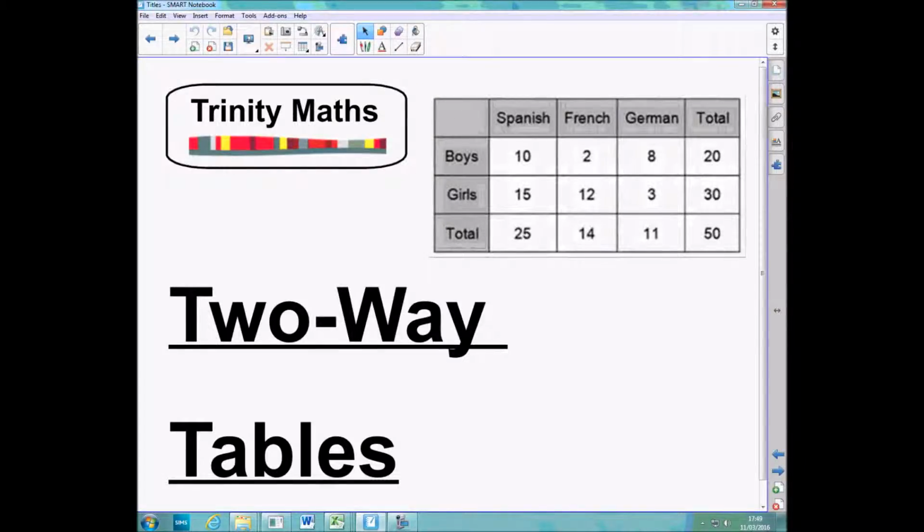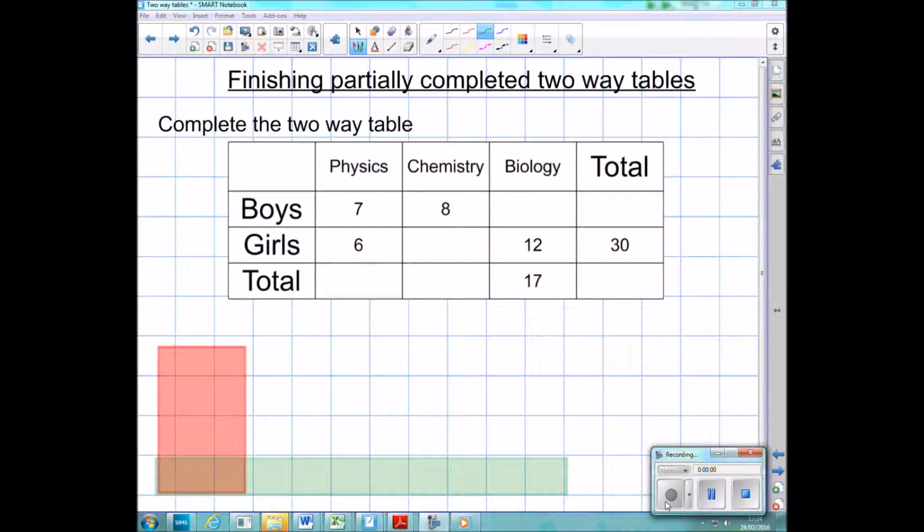This video is going to be on constructing and answering questions on two-way tables. Okay, so this first section, we're going to be looking at completing partially completed two-way tables. As you can see in the question, we've got our two-way table and most of the data's there, but our job is to try and fill in all of the missing numbers.